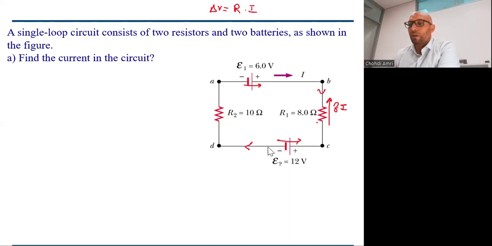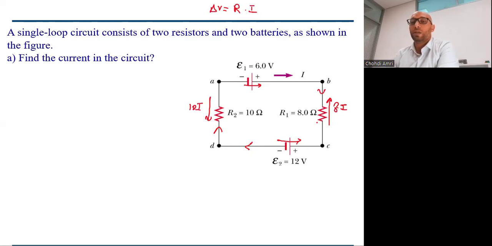The current is going to the left in this branch DC, and it's going upwards in this branch AD. So the potential difference across R2 will be downward and equal to the resistance multiplied by the current I, 10I.